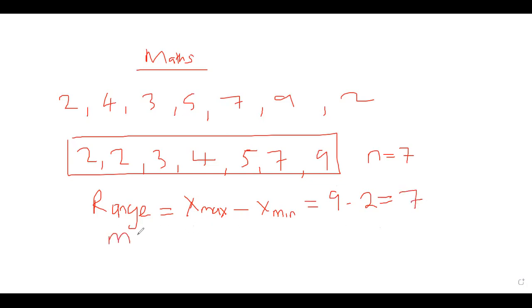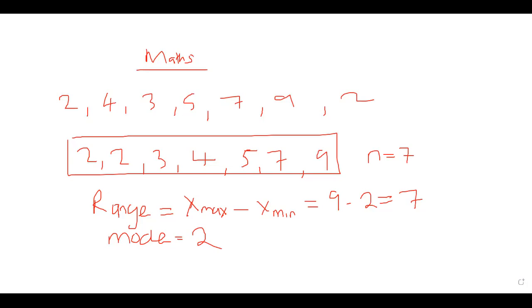Then the mode is simply the number that appears the most there. So which number appears the most there? 2. So 2 is our mode in this case. If we had two twos and maybe two fives, it would be bimodal, which is to call them both our mode, together.